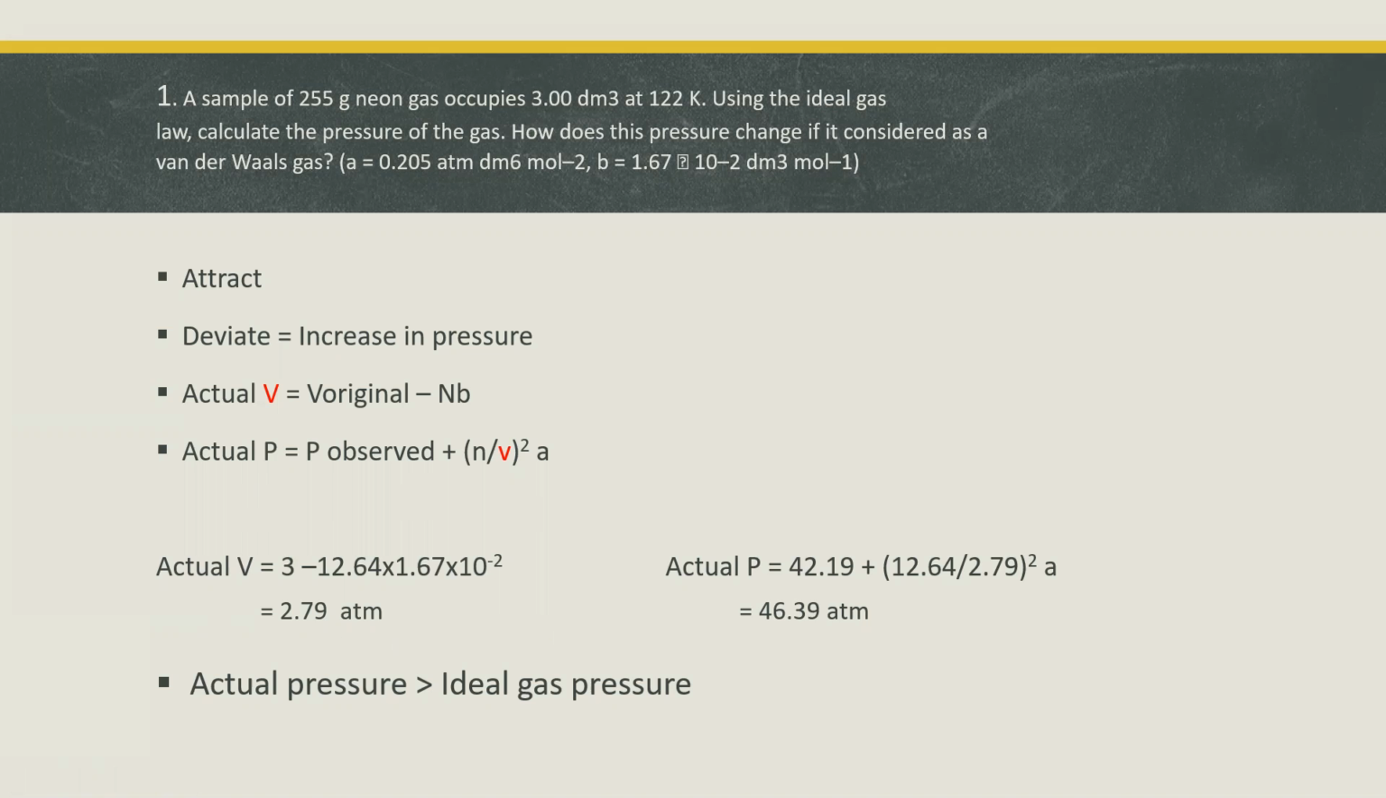Shouldn't be in atmospheres, but for some reason, maybe the PowerPoint messed up, but it should be in decimeters, but it doesn't matter. What's important is that we've worked out the actual volume. Now, once we've worked that out, we can put that into the formula to work out actual pressure, which is 42.19 plus the number of moles divided by the actual volume squared and times A, which is also given to us in the question. And as we can see, 46.39 atmospheres.